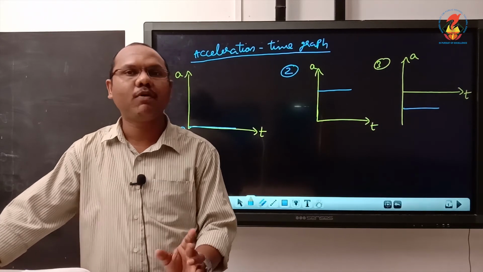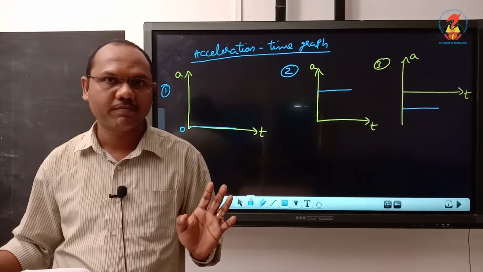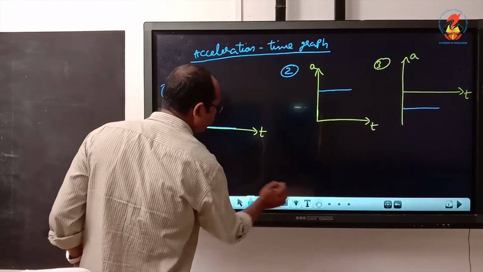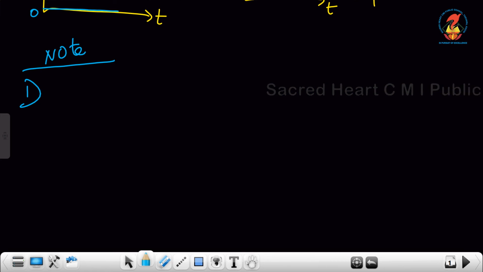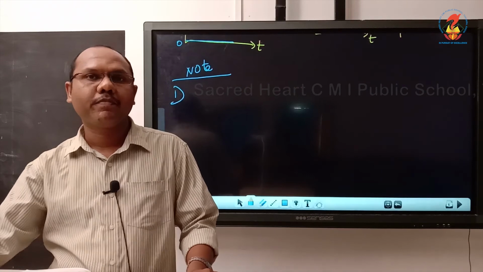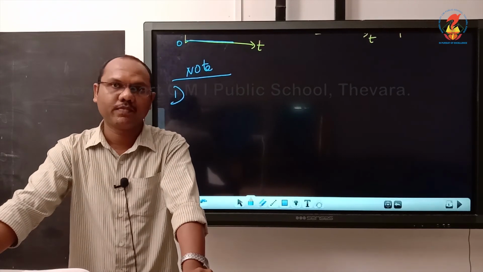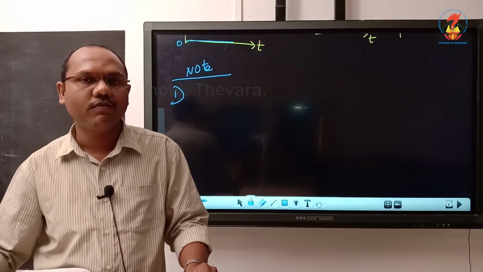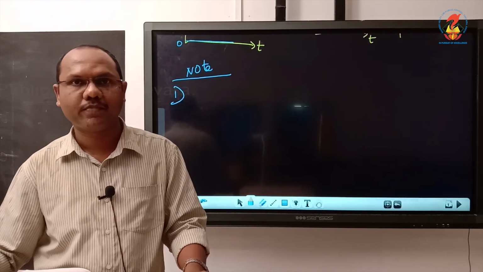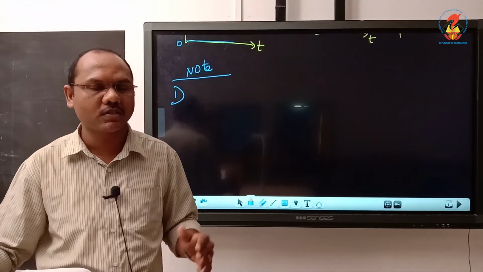Now I am going to say some important points. So when I am saying, you just write it in your notebook. So write as a note. First point, slope of the position time graph gives velocity of the body. Put number 1 and write, slope of the position time graph gives velocity or speed of the body.